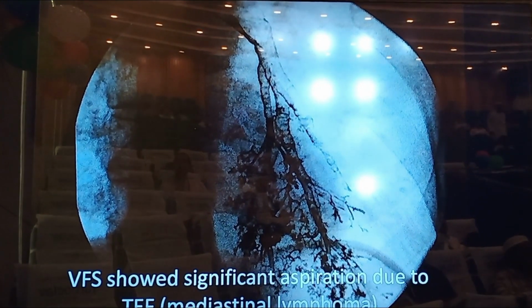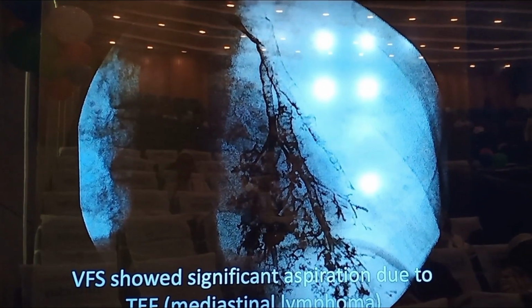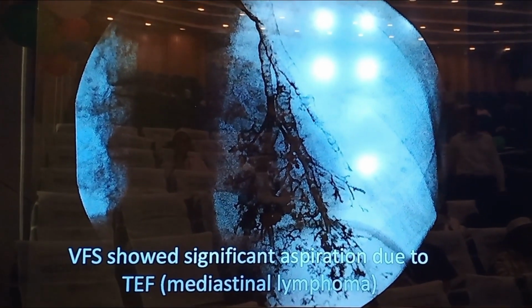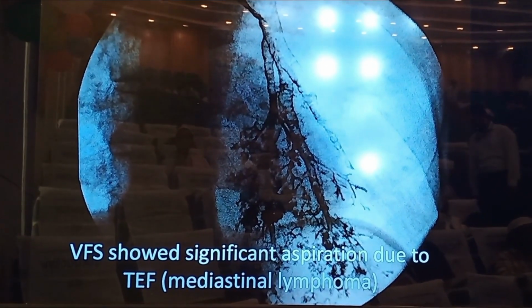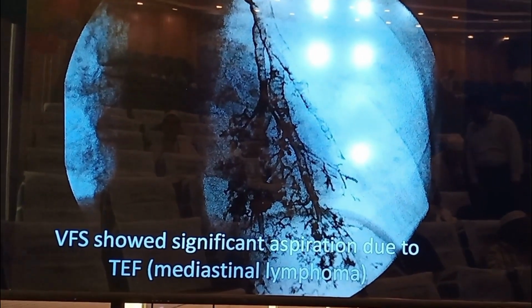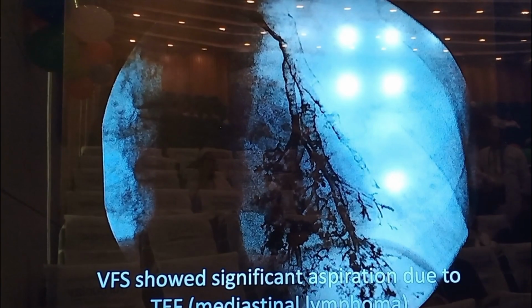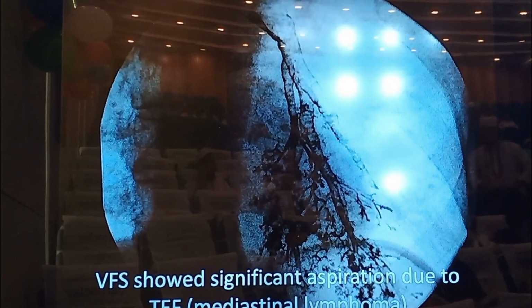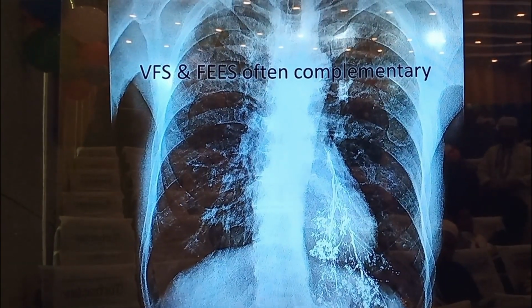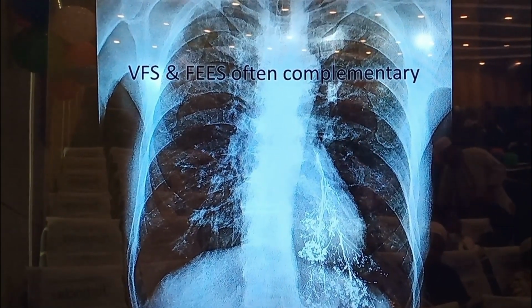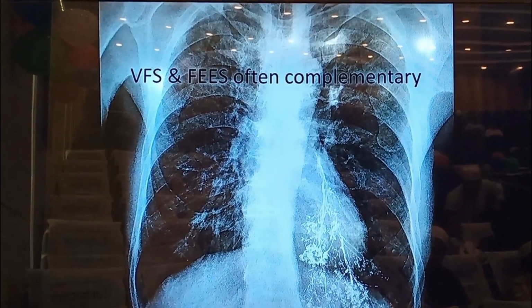And in this patient, what the video fluoroscopy showed was that the aspiration was actually due to a tracheoesophageal fistula due to mediastinal lymphoma. So this would not have been picked up because the pathology is lower than the oropharynx. And I'm just putting up this case example to show that video fluoroscopic swallowing studies and FEES are often complementary.